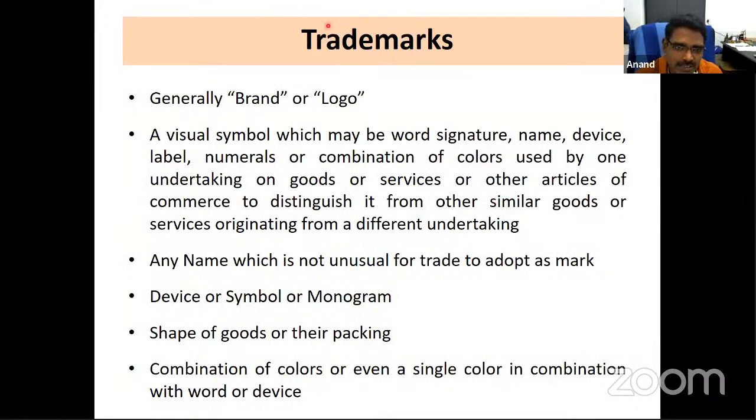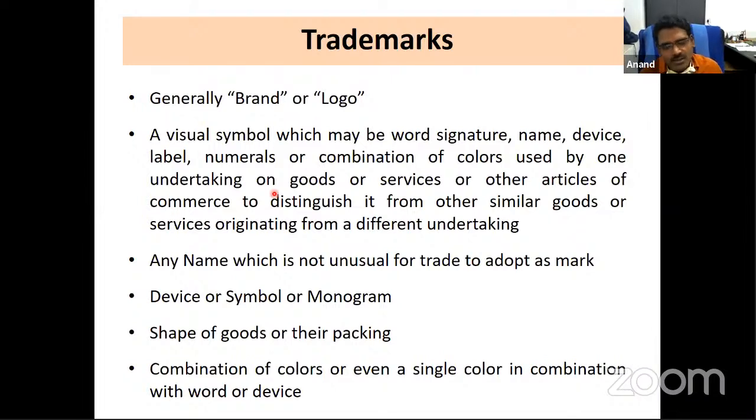So then talking about trademarks, it is generally covering brand or a logo, and it is generally a visual symbol, which may be a word, signature, name, device, label, numerals or combination of colors used by one undertaking on goods or services or other articles of commerce to distinguish it from other similar goods or services originating from a different undertaking. Forget about what I read through. Basically, what it is all about is that I have to give a brand or a logo. Like we talk about IIT, ISM Dhanbad, we have got a logo. So that is very specific, and it's sort of a trademark.